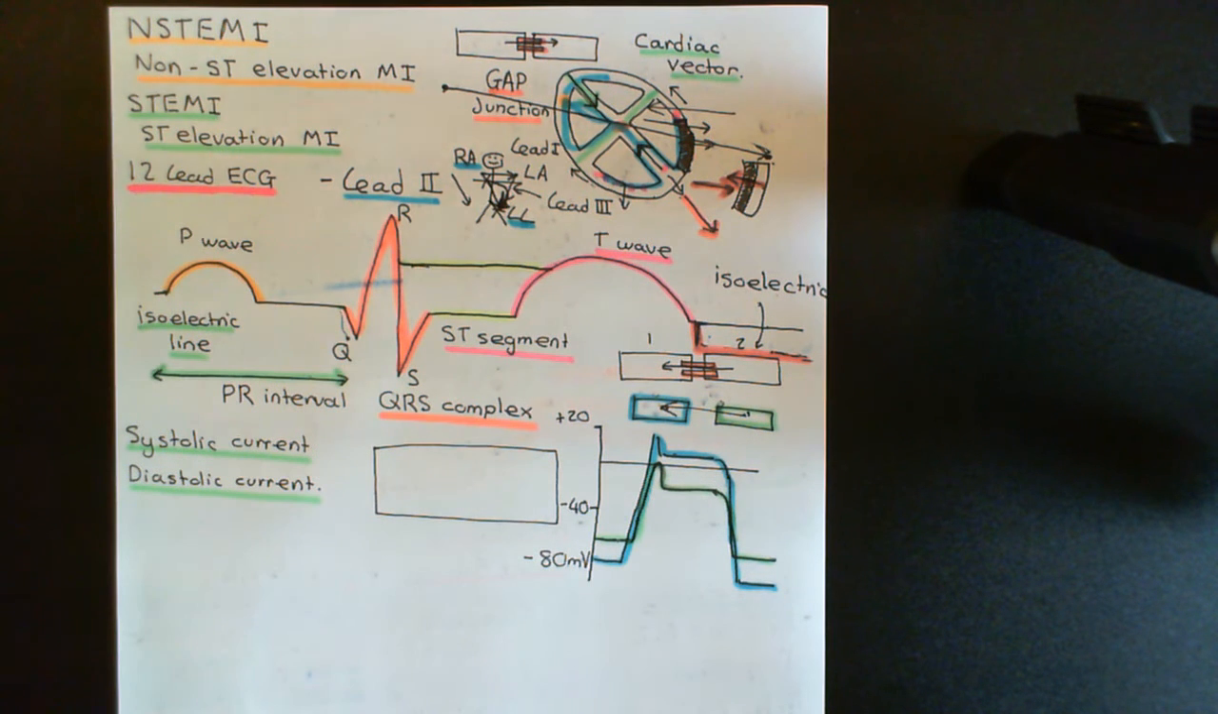Okay, so that concludes my explanation as to why subendocardial myocardial infarctions on the ECG look like non-ST elevation myocardial infarctions, i.e. we call them NSTEMIs, and why with a transmural infarct you do get that ST elevation on the ECG trace, and why we therefore call them STEMIs, ST elevation myocardial infarction.